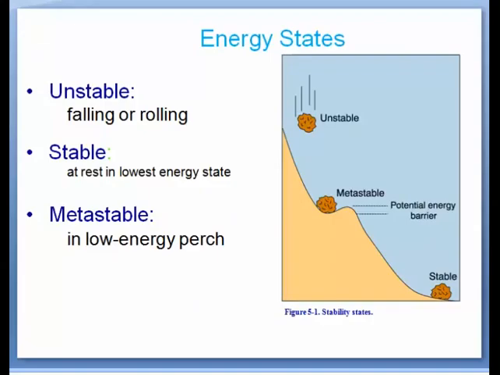So there are three energy states. One is unstable, second one is stable, where the system is in the lowest energy state, and metastable is that state where a slight disturbance will change its state and it will attain a new final stable condition.